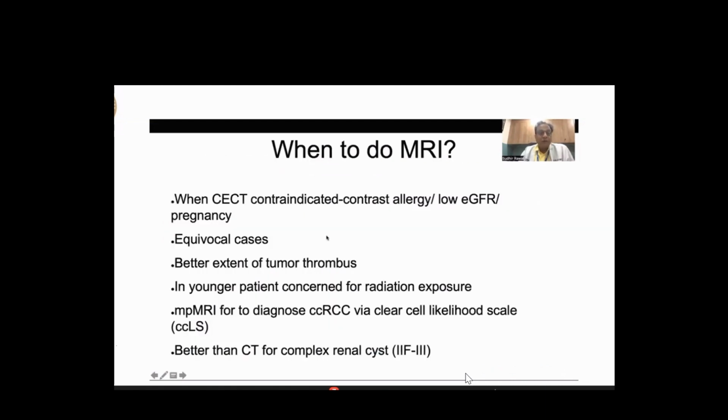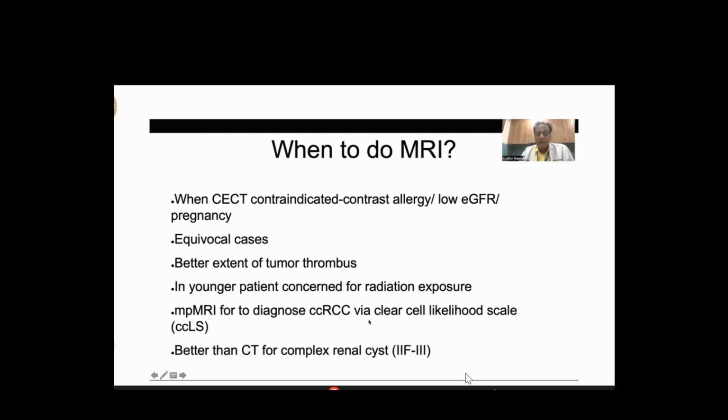Then when to do MRI: there are specific indications, as I've told you. When CECT is contraindicated, or there is a low eGFR, or in pregnancy. In equivocal cases, if the CT scan is not giving you clear-cut information, you can use it. It is better to extend for the tumor thrombus. In a younger patient with concern for radiation exposure, MRI is preferred.